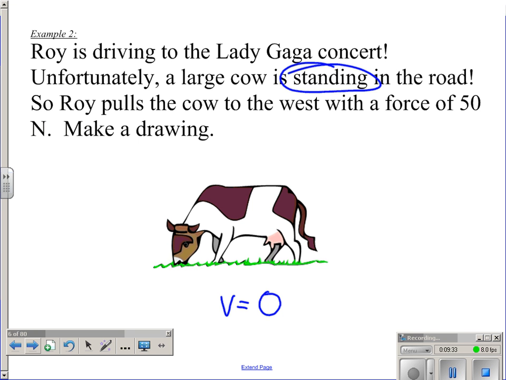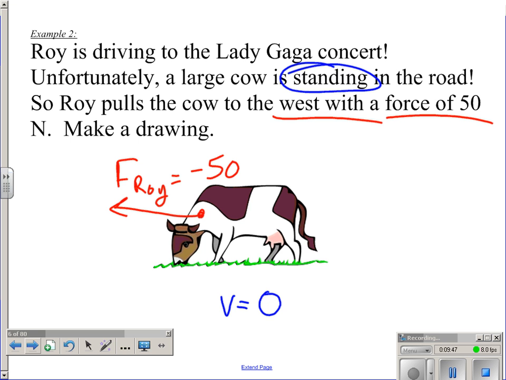Okay. Now, there's a force of 50 newtons from Roy pulling it to the west, right? So I'm going to put an arrow that points out of the cow to the west. I'm going to label it force of Roy, negative 50 newtons to indicate how much force he's pushing. All right? So that is how you draw forces and velocity.